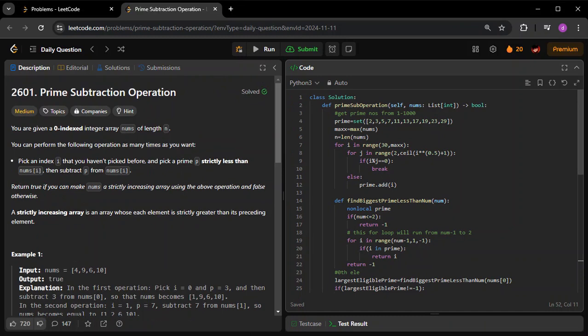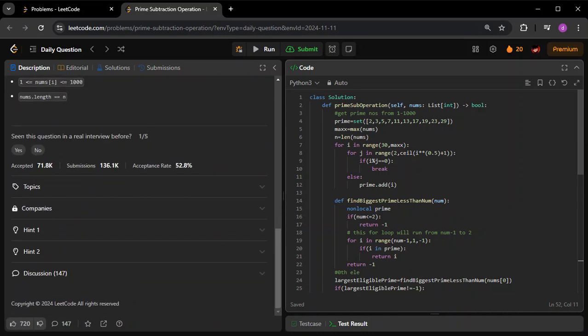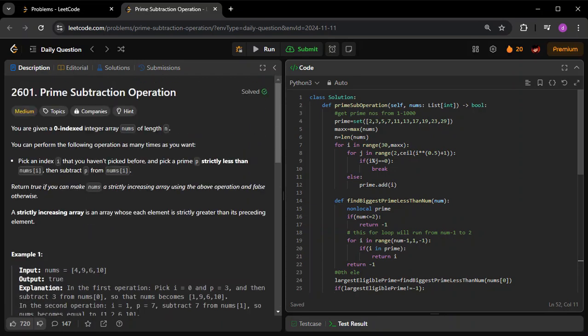Today's question is 2601, Prime Subtraction Operation. This question is very interesting. This is not related to programming, by the way. This is more of a mathematics type, and here we are going to apply a mathematical concept to get the answer. I will not be using any very big or different kind of algorithm. I will be using the same approach, but with some mathematical concept that I will let you know about. So quickly starting this video without wasting any of your time.